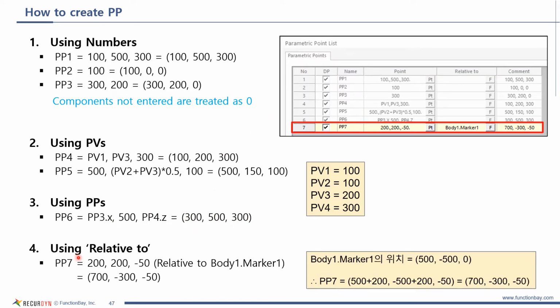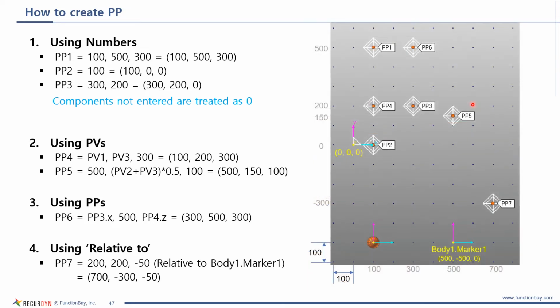Finally, it is time to explain relative to. If you input a marker in the relative to field in the dialog box, PP is created at the relative position from the marker's position, which is considered as an origin. In this example, the position of the marker is 500, minus 500, 0, and the input points are 200, 200, minus 50. As a result, the actual position of PP7 is 700, minus 300, minus 50. I tell you that this is a very useful method.